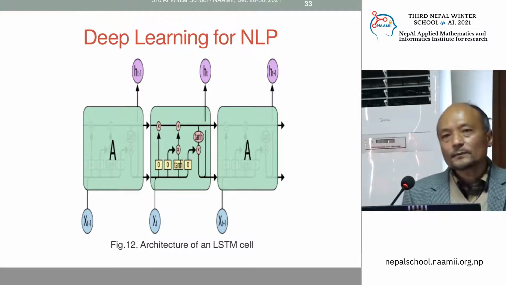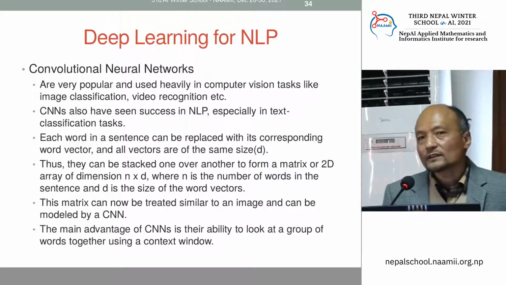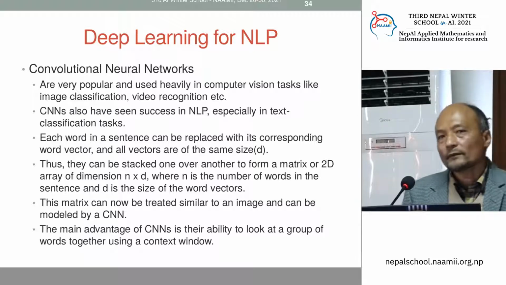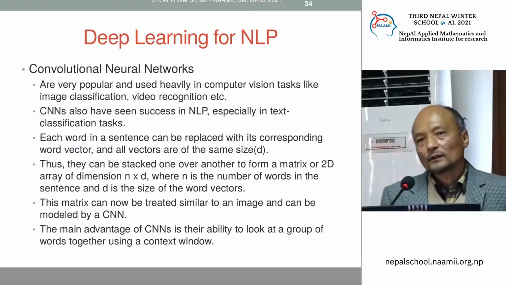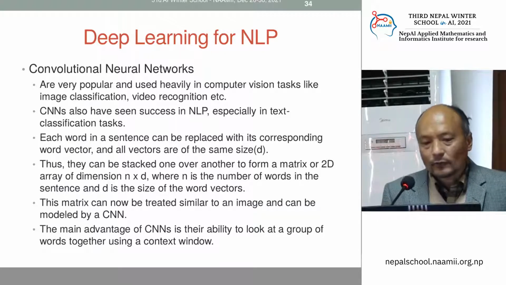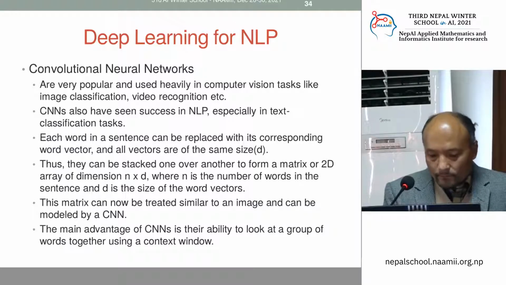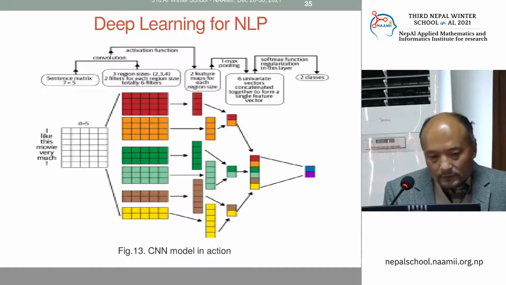The other deep learning model that's been used increasingly these days for NLP tasks is convolutional neural networks, or CNNs. Convolutional neural networks, as you must know, are very popular and successfully applied to problems of computer vision, for example, or image processing. But these are also increasingly being used for solving NLP tasks these days. So this is just a CNN model in action, and how CNN could be used to solve certain tasks of NLP.